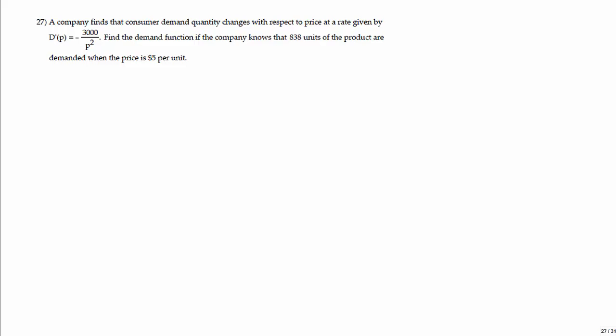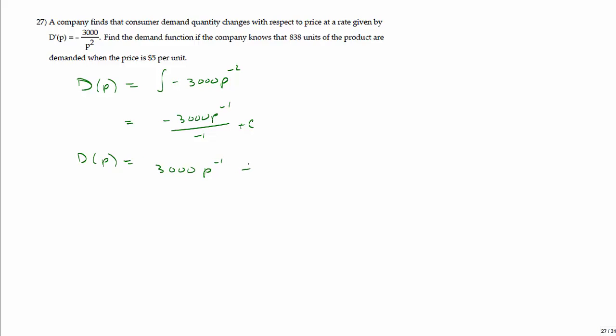Because we know that our demand is changing with respect to price, we know that dD/dp is given by this function right here. So if I want to know what the demand function is, I'm going to take the antiderivative. So I've got a negative 3,000 p to the negative 2. Adding 1 to my exponent, I get p to the negative 1 divided by my new exponent plus c. So right now I have d of p is equal to positive 3,000 p to the negative 1 plus c.